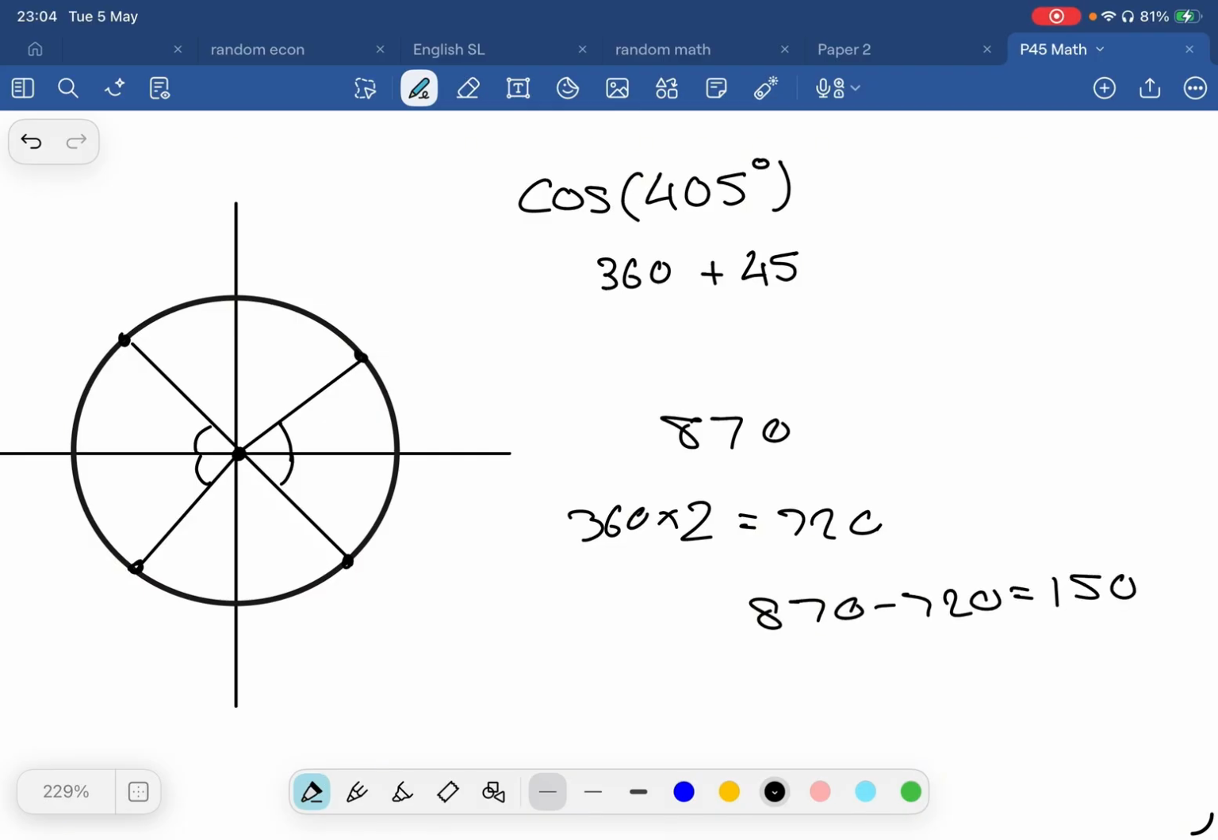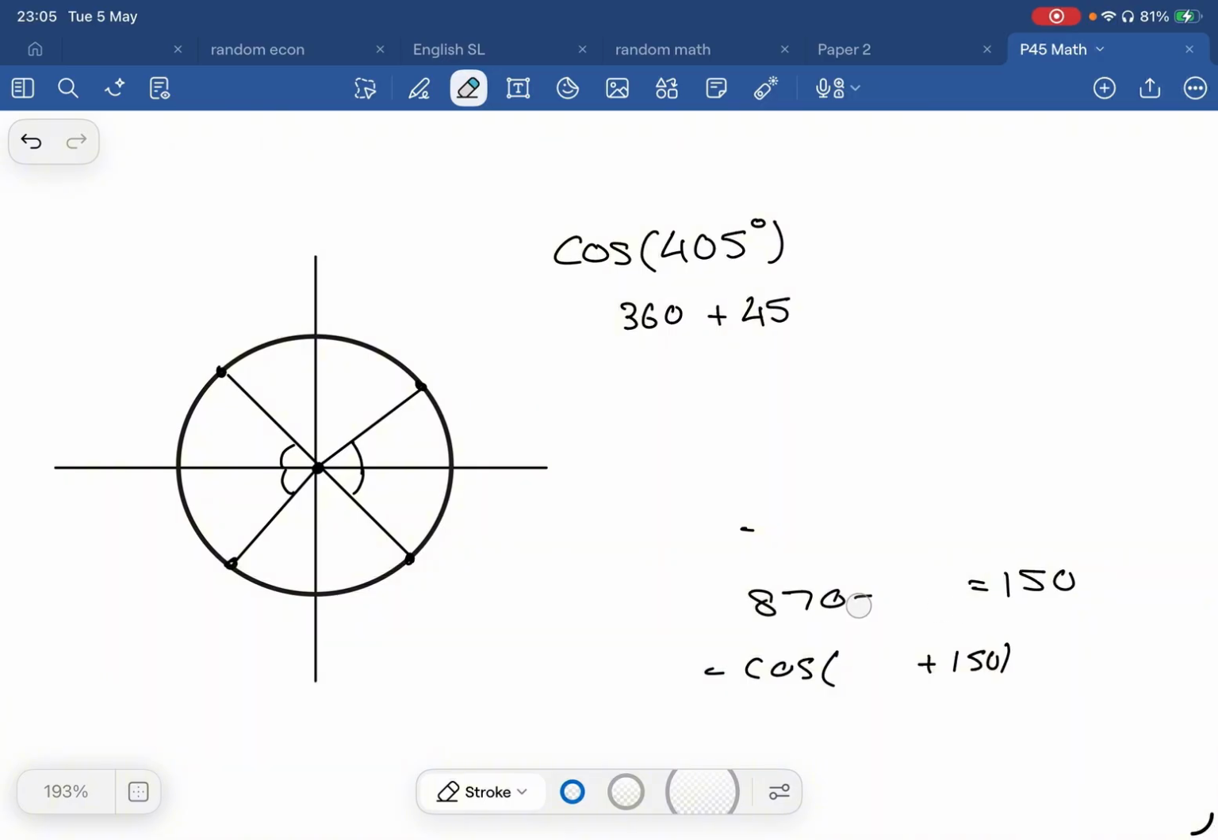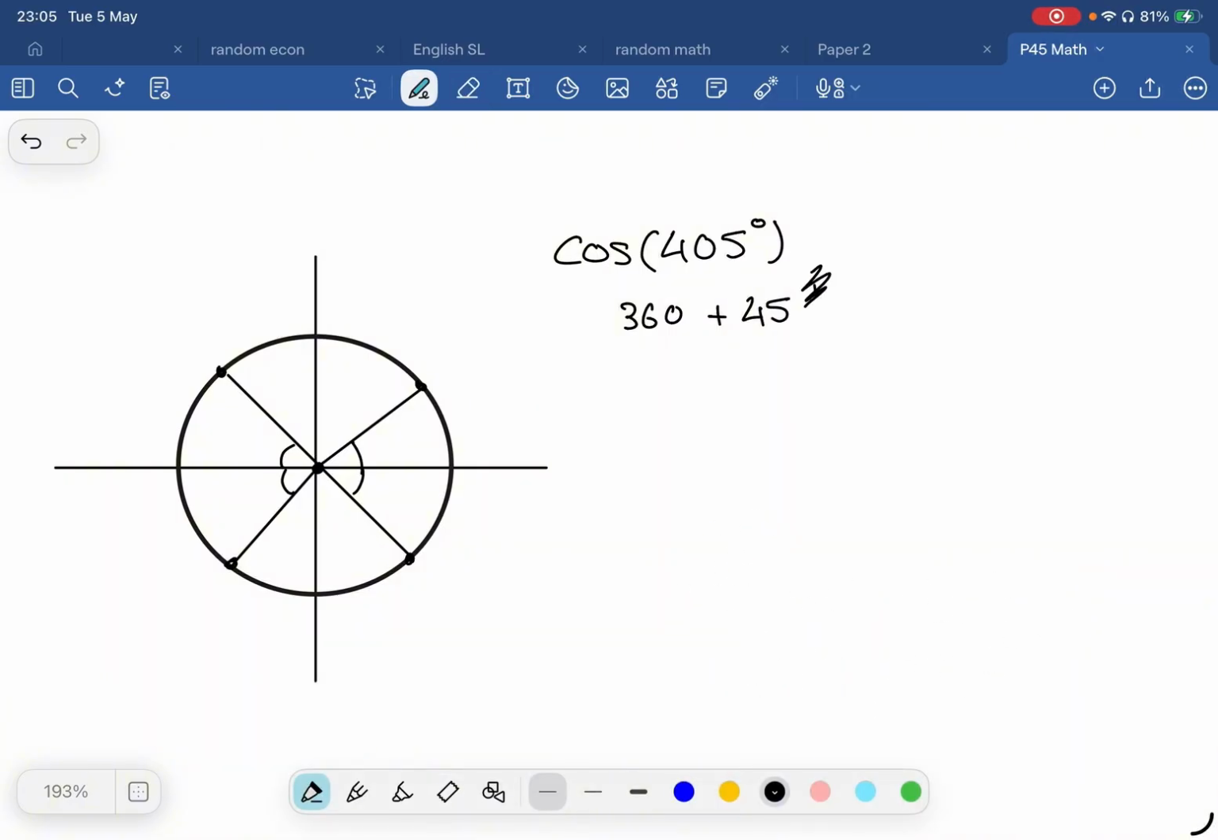So cos of 870 would just equal cos of 720 plus 150, which is just 360 plus 360 plus 150. Okay, so that's what you want to try and do when you get a large angle. You want to simplify it into a value of 360 plus another value. So cos of 360 plus 45 makes it a bit simpler.